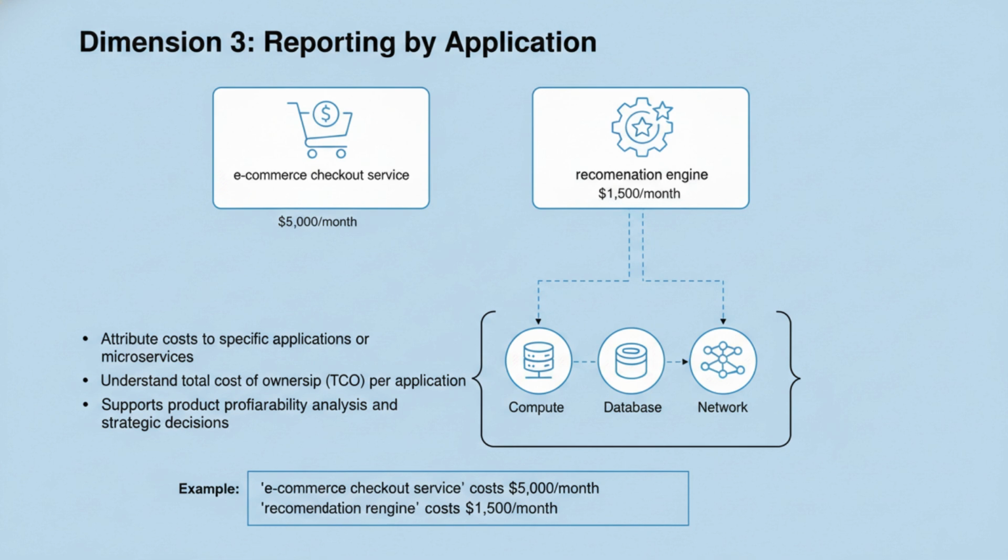For instance, knowing that the e-commerce checkout service costs $5,000 per month compared to the recommendation engine at $1,500 enables strategic resource allocation and optimization efforts targeted at high-cost applications.